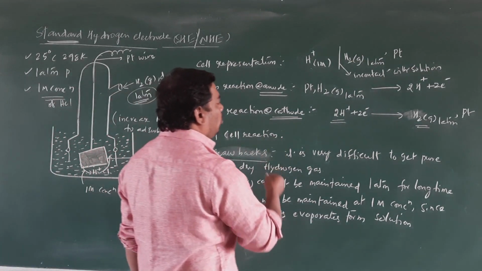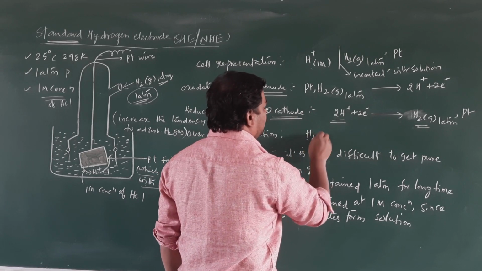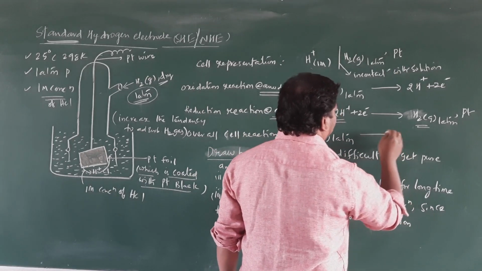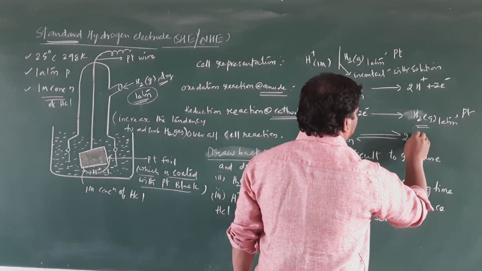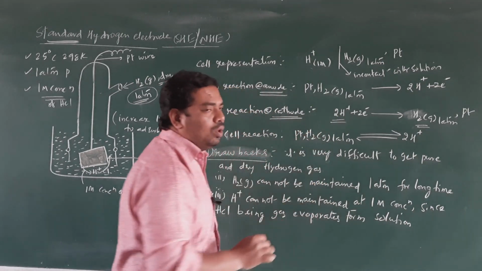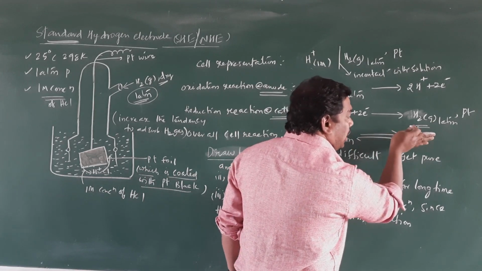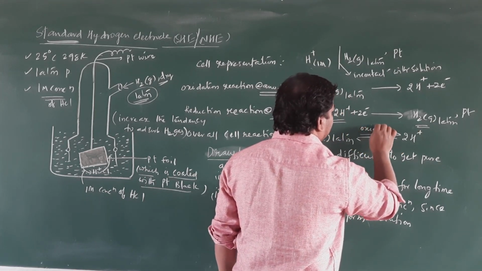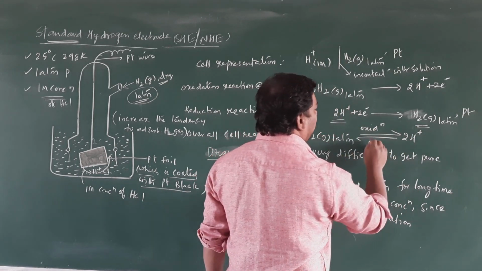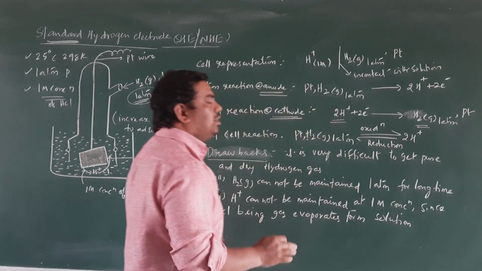Clear, right? The overall cell reaction I will write here: hydrogen gas at 1 atmosphere pressure, reversible with 2H plus, platinum. This is the overall cell reaction. If the reaction shifts in the forward direction, it indicates an oxidation reaction. If the reaction shifts in the backward direction, then it is a reduction reaction.